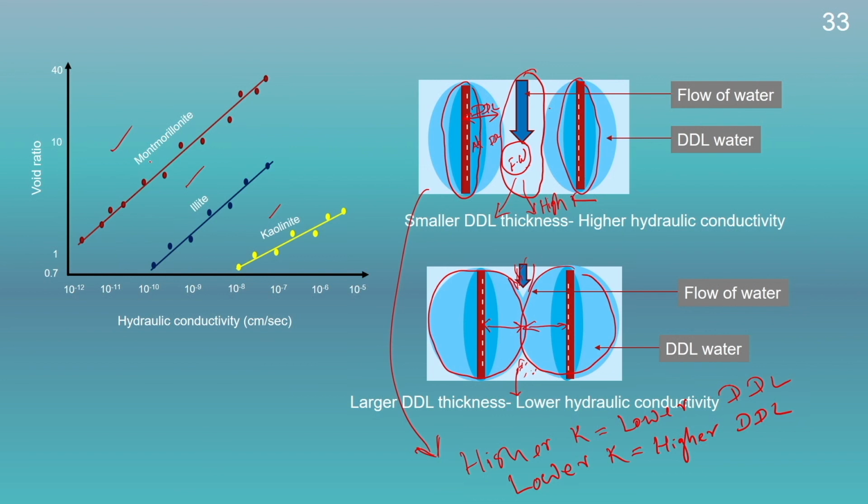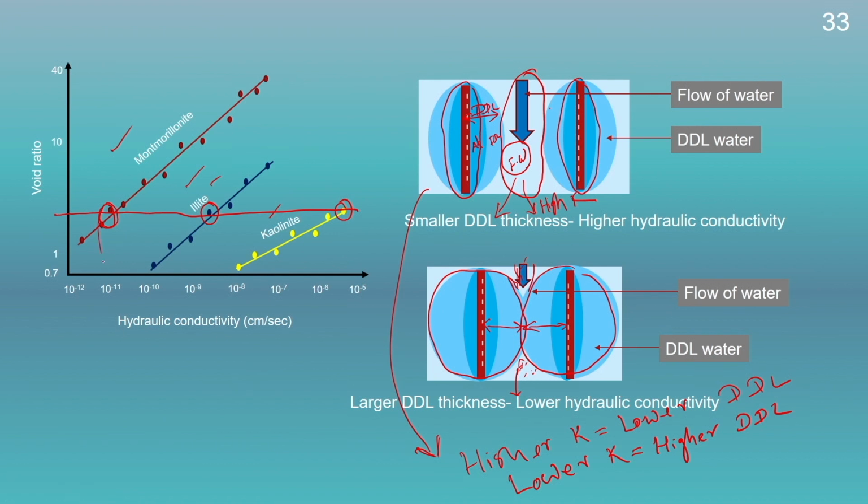Now, if we compare the hydraulic conductivity at different void ratios for montmorillonite, illite and kaolinite, we will get a trend like this. Now, if we compare the hydraulic conductivity at a particular void ratio, we could see here that montmorillonite will have a very low value of hydraulic conductivity in comparison to illite and kaolinite, and kaolinite will have a very high value of hydraulic conductivity in comparison to the other two minerals.